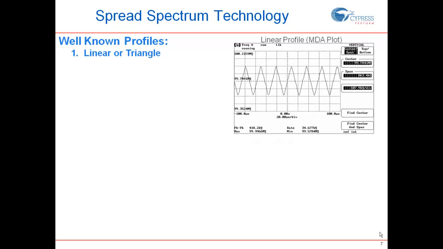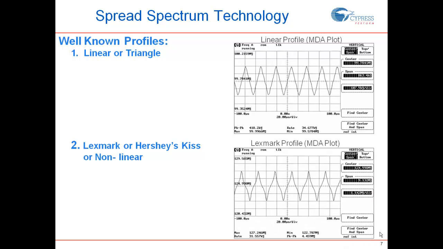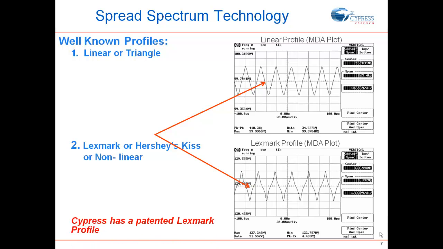There are two well-known profiles. First one is called the linear or the triangular profile. The second one is called the Lexmark or the Hershey's kiss profile. As shown in the graphs, the Lexmark distributes energy over a higher range of frequencies as compared to the linear, and hence is preferred profile. Cypress has a patented Lexmark profile.